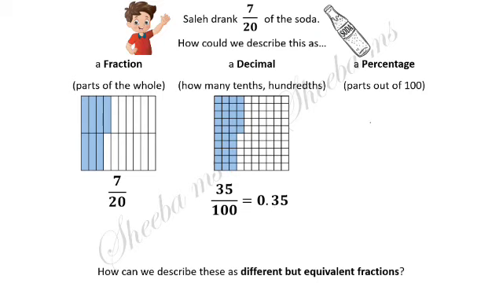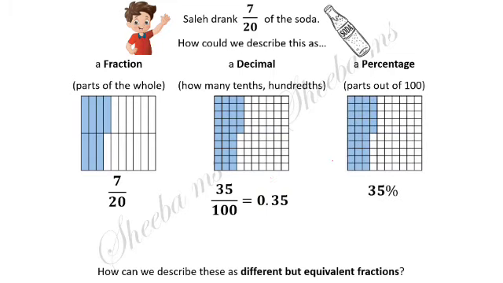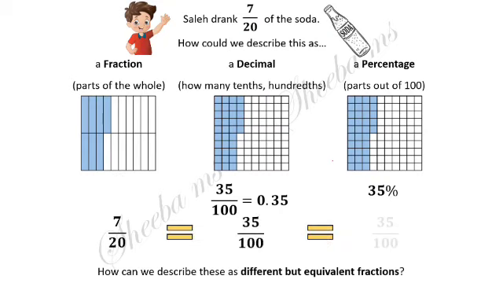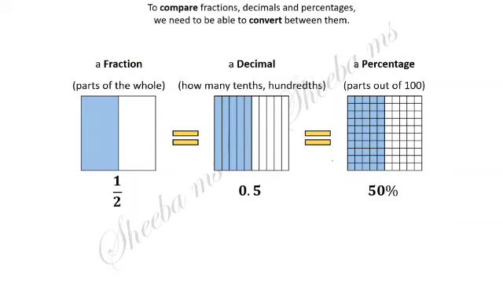As a percentage, how do you write? So we know here it is 35 out of 100. So that is 35 percentage. So 7 by 20 is equal to 35 by 100, that is 35 percentage. And the fraction 1 by 2 is equal to 0.5 in decimal form, and in percentage form, 50 percentage.